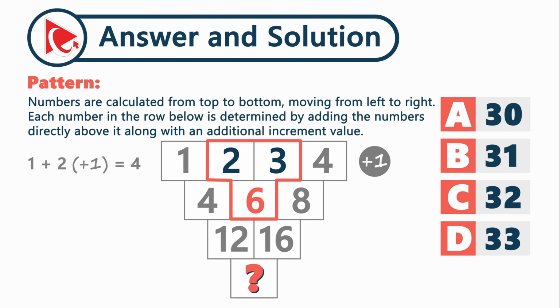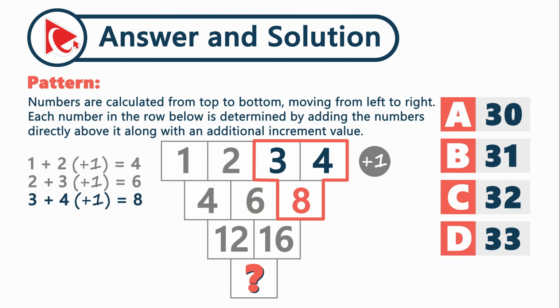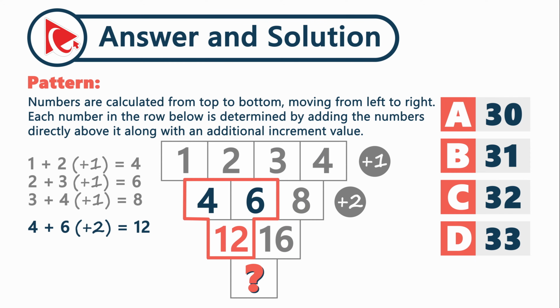Let's look at another example. 2 plus 3 plus 1 equals 6. 3 plus 4 plus 1 equals 8. The only thing that changes for the second row is that the increment becomes 2. Let's look at the calculations. 4 plus 6 plus 2 equals 12. And 6 plus 8 plus 2 equals 16.